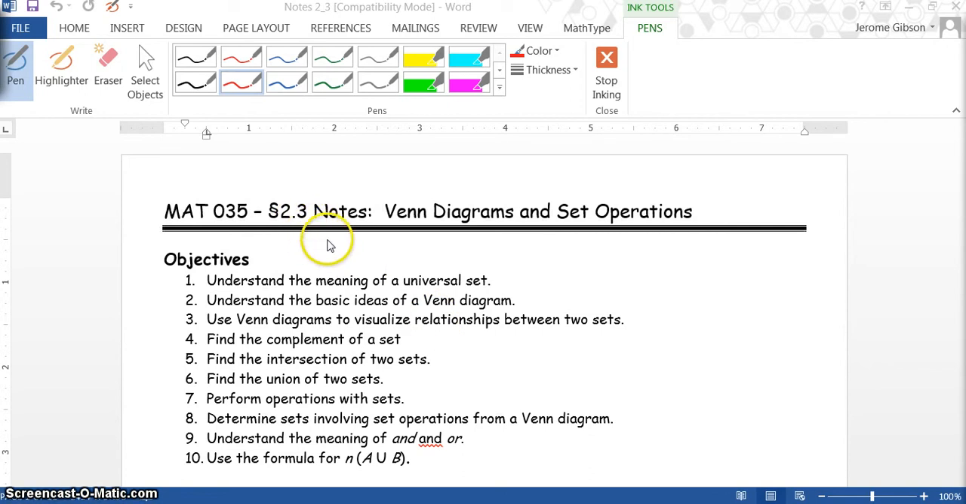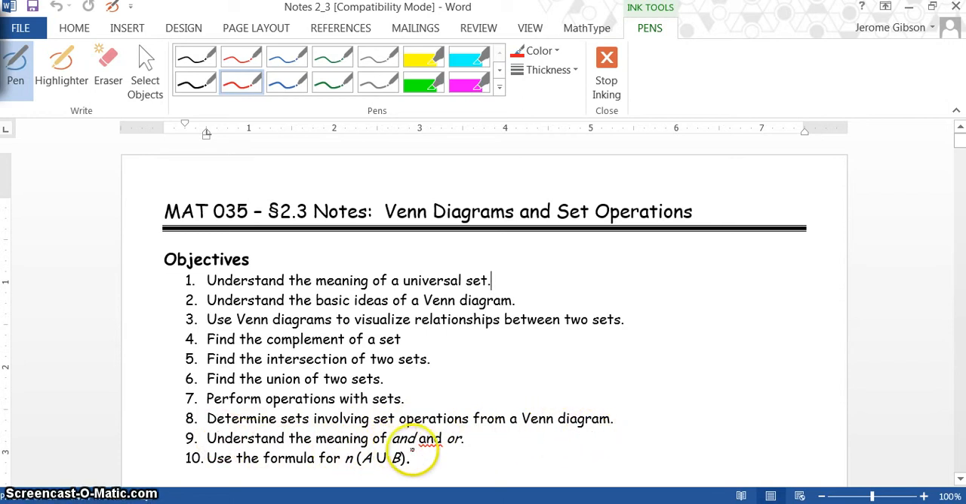Hello class, we're about to start section 2.3, Venn diagrams and set operations. Our objectives: understand the meaning of a universal set, understand the basic ideas of a Venn diagram, use Venn diagrams to visualize relationships between two sets, find the complement of a set, find the intersection of two sets, find the union of two sets, perform operations with sets, determine sets involving set operations from a Venn diagram.